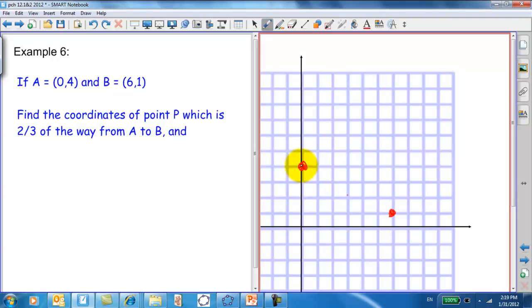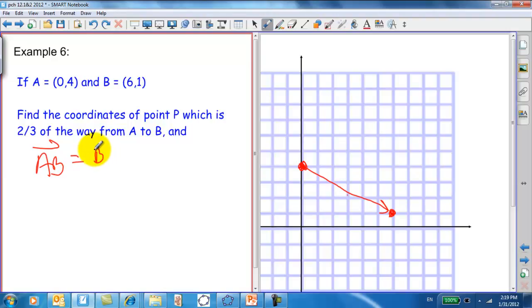And there's our vector AB, right? Vector AB is actually B minus A if I turn them into vectors. So it's (6, 1) minus (0, 4). So I get (6, -3). We're going over 6 and down 3. That's vector AB. We want something 2/3 of the way.